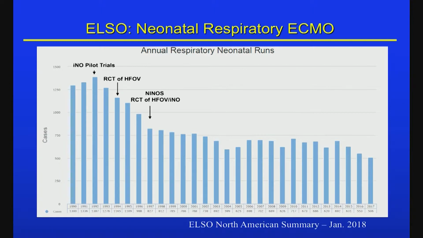The NINOS trial that Chris was involved with was published in 1997. There was also a randomized controlled trial of high-frequency ventilation and NO, showing that in some babies with parenchymal disease, optimizing NO delivery and efficacy was related to optimal lung recruitment. That turned out to be a key part of our understanding of how to use this new therapy.